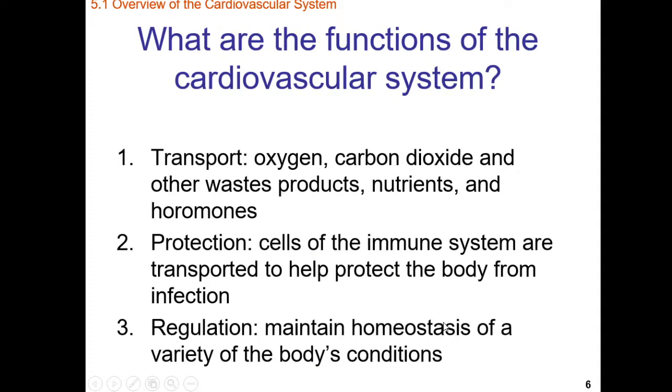So what are the functions? Its main role is transport. It has to carry oxygen into the body and carbon dioxide out. It carries other waste products and nutrients in and out of the cells. It also provides protection, transporting immune system cells around the body to help protect from infection. And then it plays a role in regulation and maintaining homeostasis of a variety of the body's conditions.